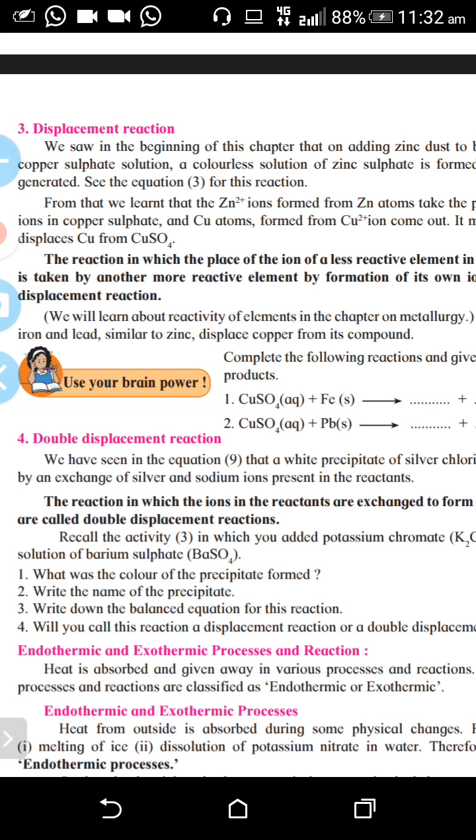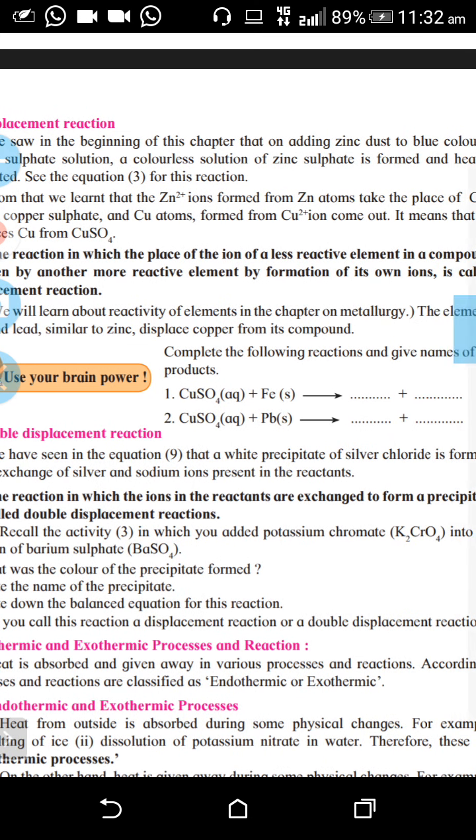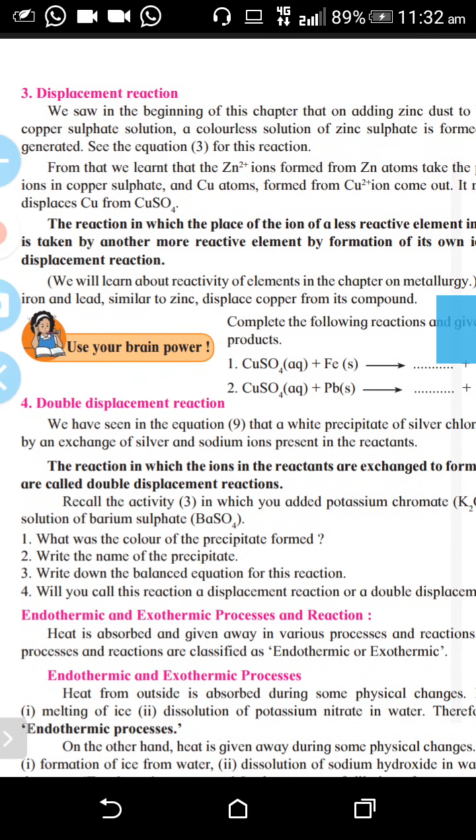Now the fourth type is the double displacement reaction. You have learned double displacement in the lower classes as the neutralization reaction. In a neutralization reaction, what happens? Acid and base react, and the salt and water are formed. In a double displacement reaction, the reaction in which the ions in the reactants are exchanged to form a precipitate is called a double displacement reaction.